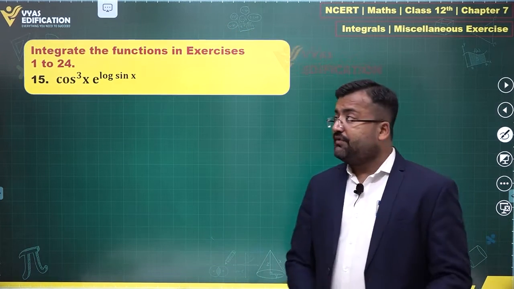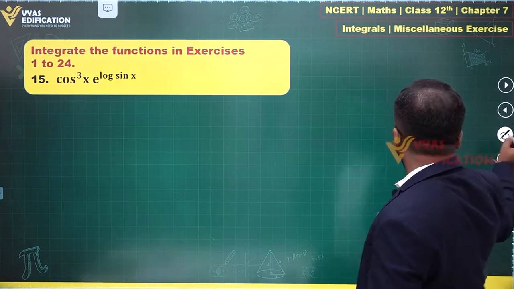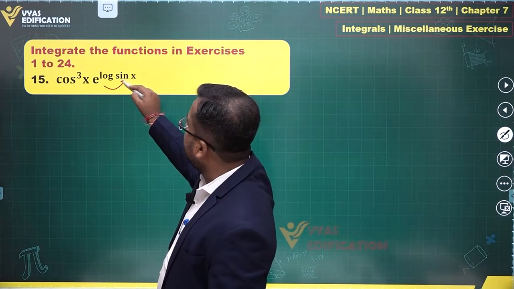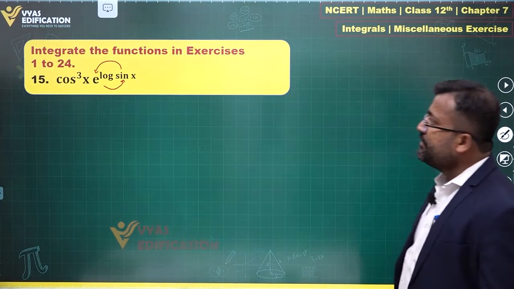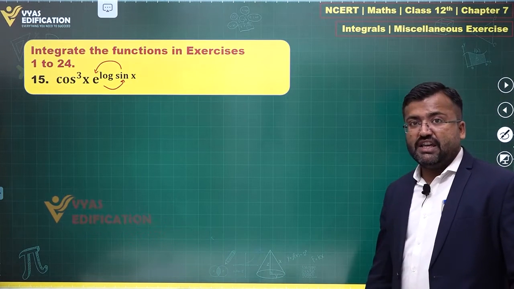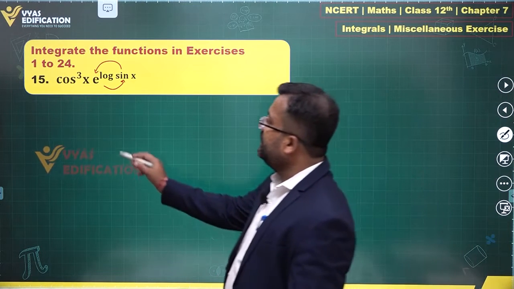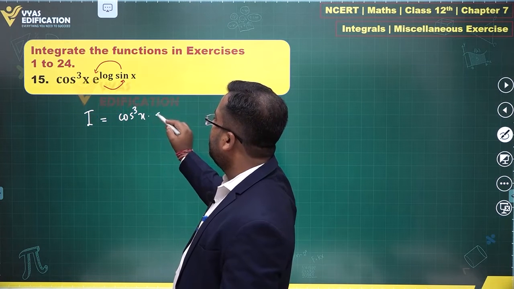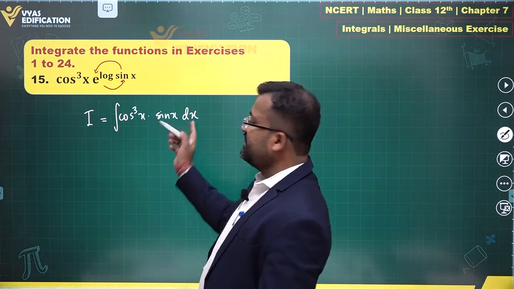In the 15th question, we have cos cube x e power log sin x. Once you have e power this, we can take the coefficient into the power by applying properties of log. This will be sin x power log e, which is sin x only. So I'll write that expression now. This I is actually the integral of cos power 3 x times sin x dx, simple.